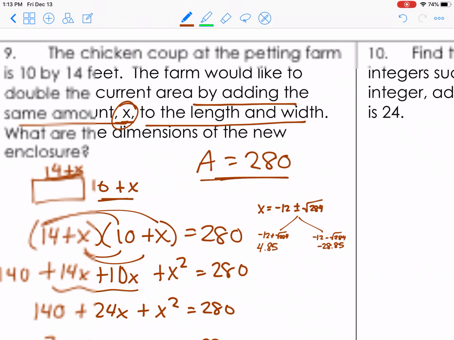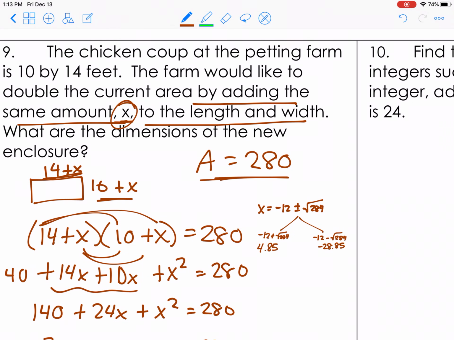Okay, one of these answers doesn't fit our story. If I were to take negative 28.85 and add it to 10, I would still get a negative answer, which doesn't make sense for the dimensions of the chicken coop. But 4.85, that's positive, that one does work. So the amount x that I want to add to both the length and the width is 4.85. And the question says, what are the dimensions of the new enclosure?